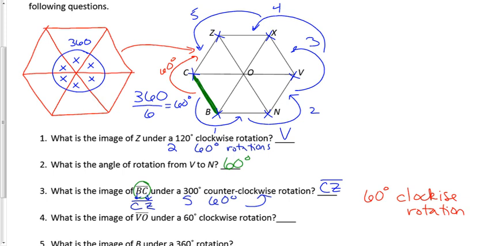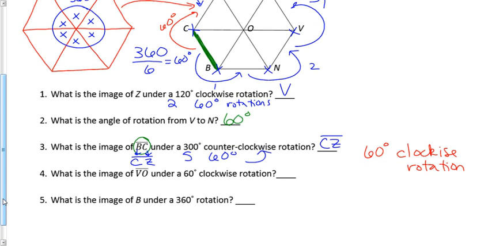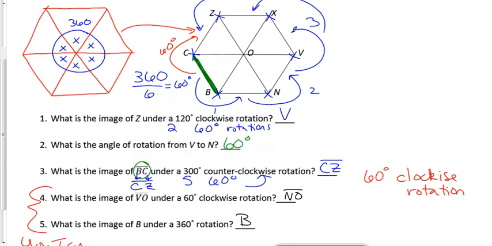So I'd like for you to try numbers 4 and 5 right now. So you try these, pause the video now, please. Here are your answers. Number 4 is segment NO. The letters must be in that order. And number 5 is B.